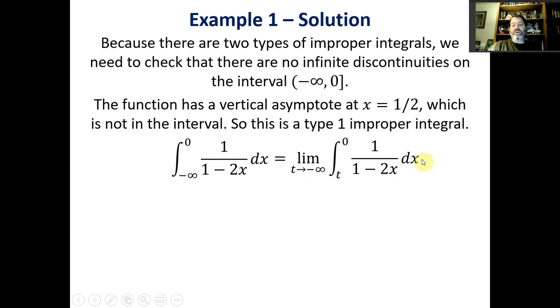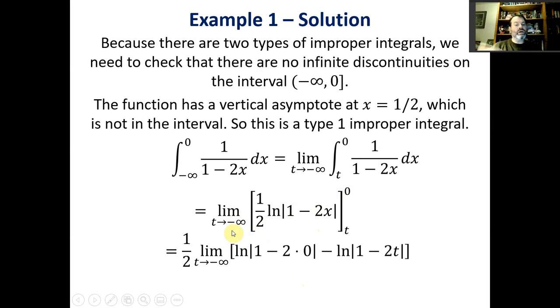Now, we can do this as a normal integral, right? It's a u substitution, but you should be able to do that in your head by now. It's just the natural log of 1 minus 2x and then divide by the power, because the chain rule, when you go the other way, will cancel this power. So we go from 0 to t. The limit stays in the front. Go ahead and evaluate the integral, right? So plug in 0 for x, plug in t for x. The 1/2 is out front.